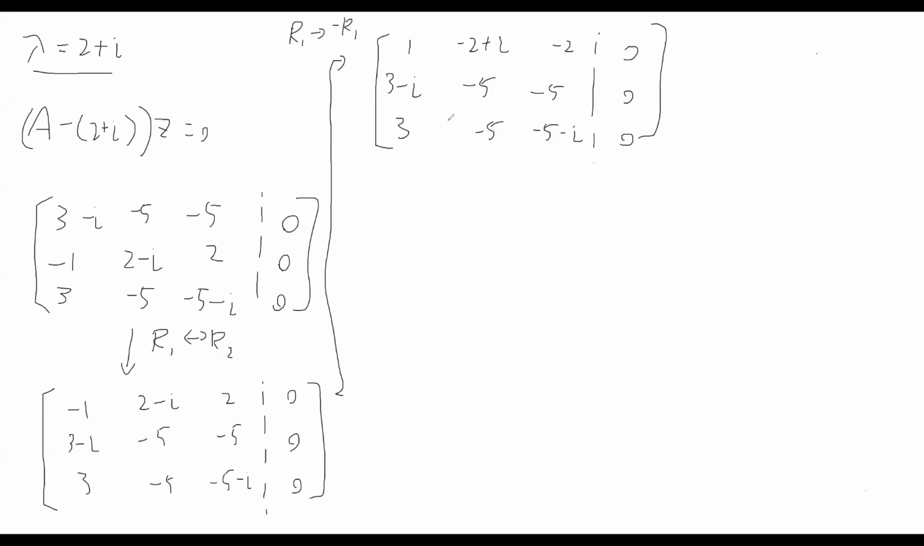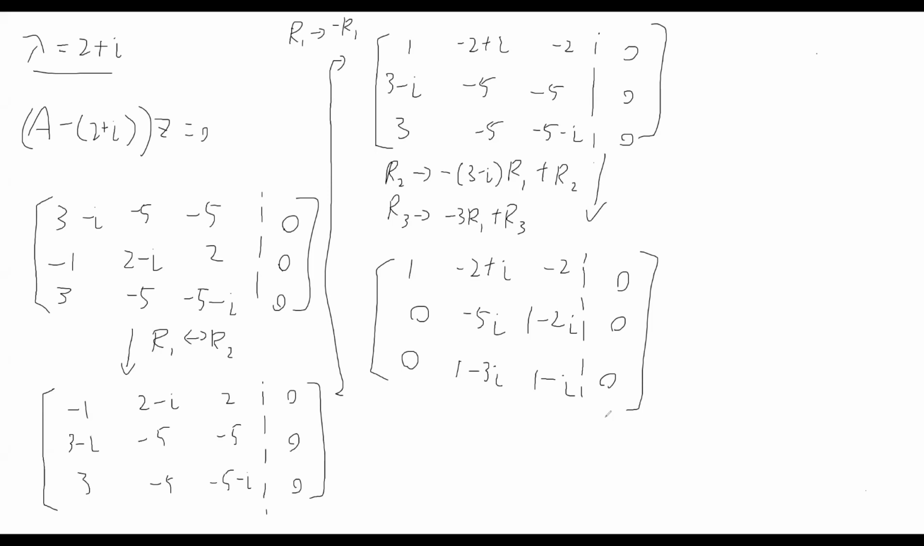All right, this is what we have. And next we want to make these two terms 0. So R2 is going to be negative 3 minus i times R1, and then add to R2. And then row 3 is just going to be negative 3R1, add to row 3. Let's see what we have. All right, this is what we have.